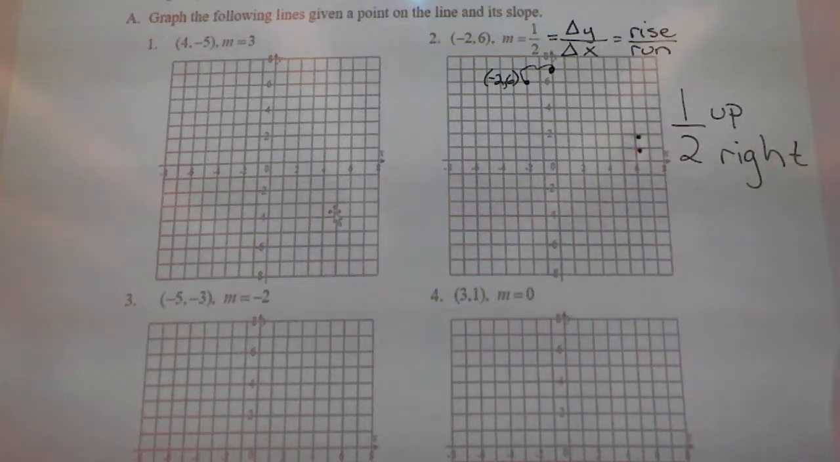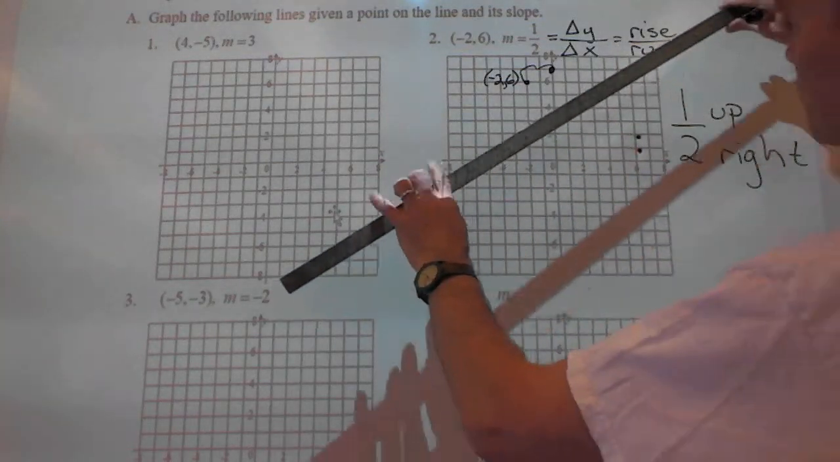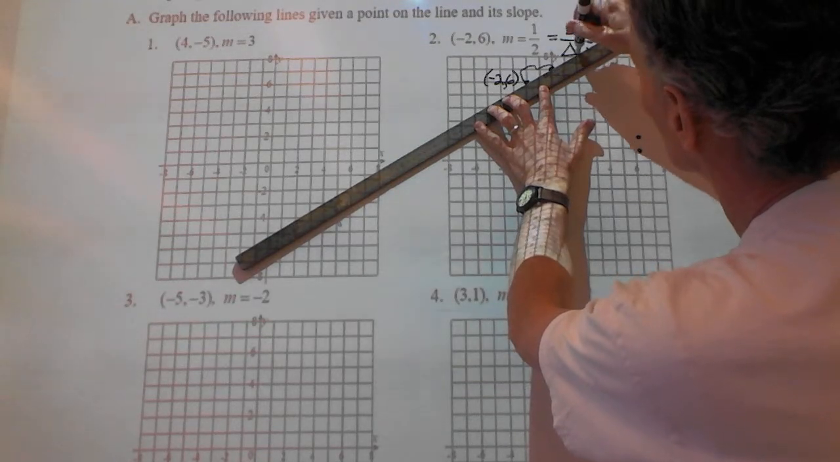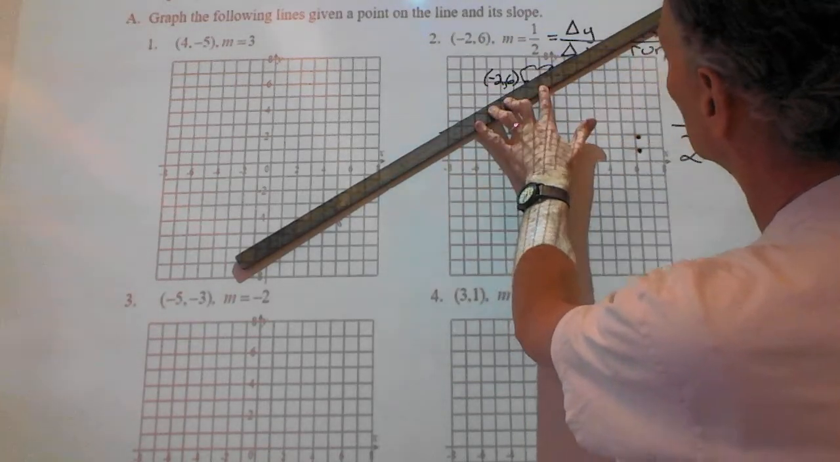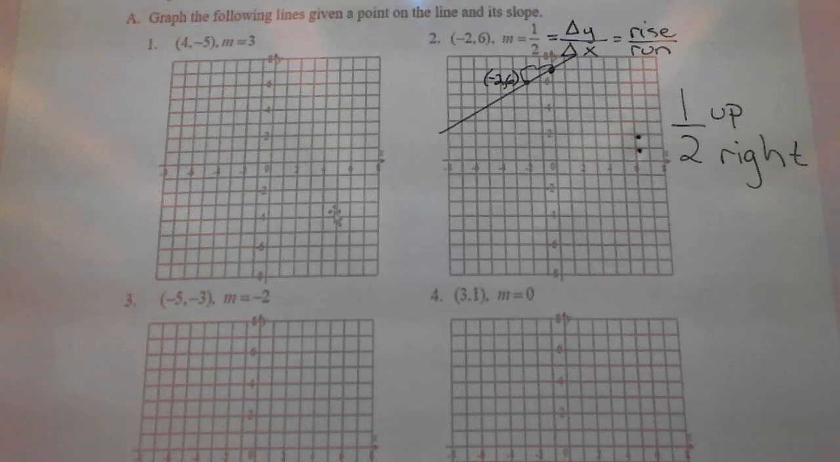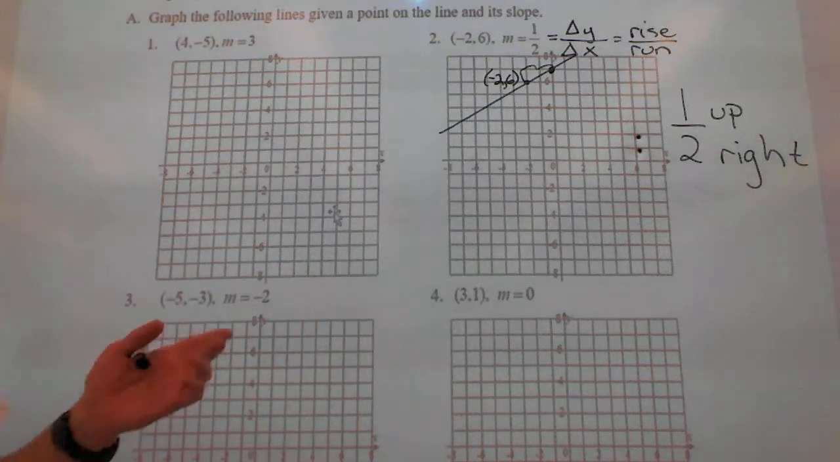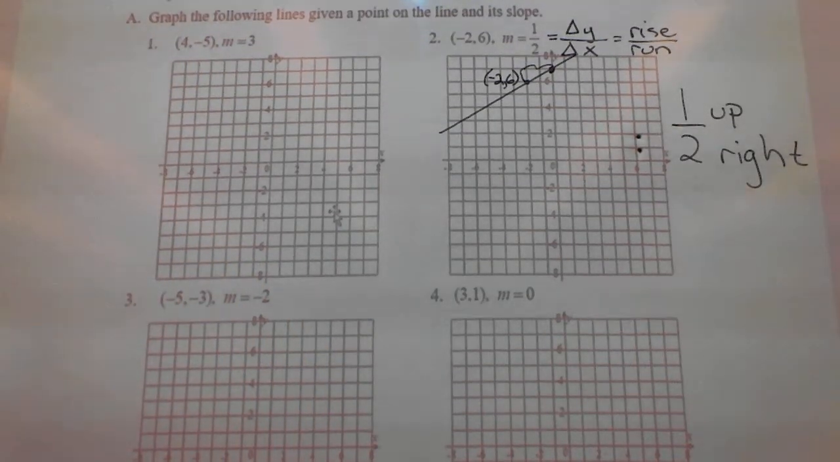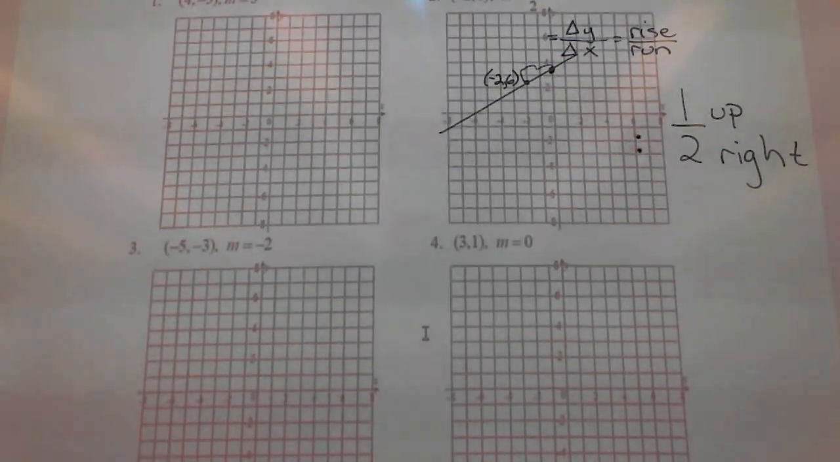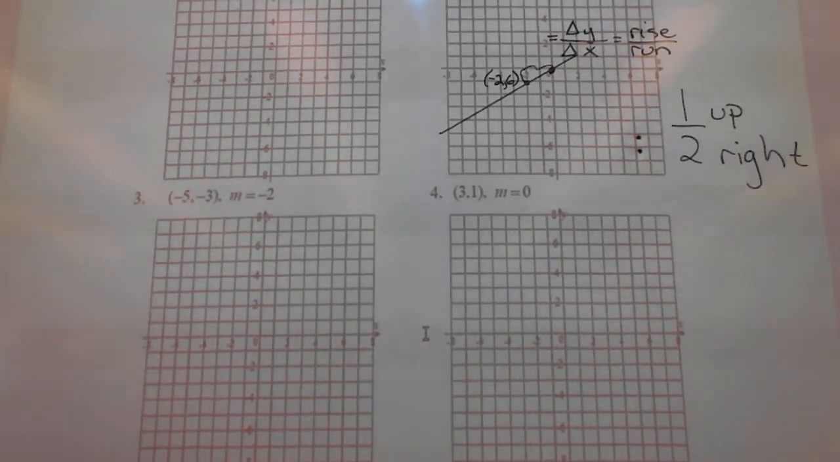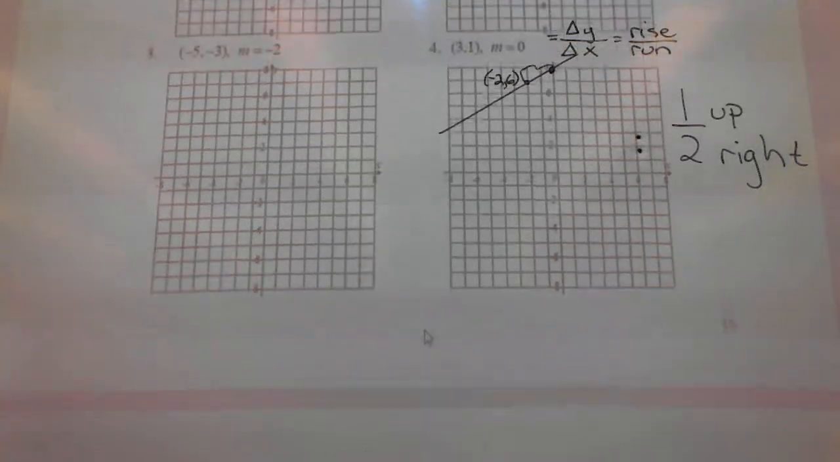The rest is easy. We simply take a ruler, we join the points, and we've graphed our line. Nothing could be easier. Why don't we do this one? Okay, so we'll do number 3.